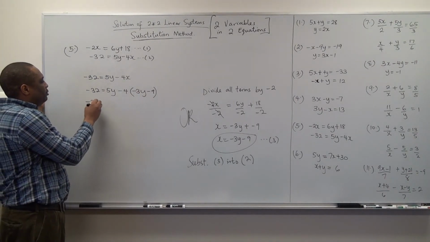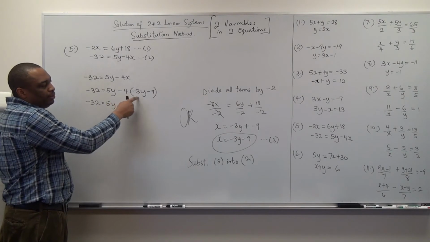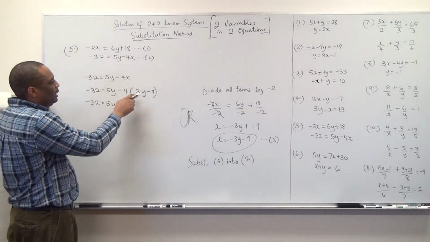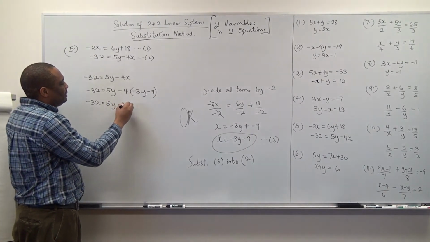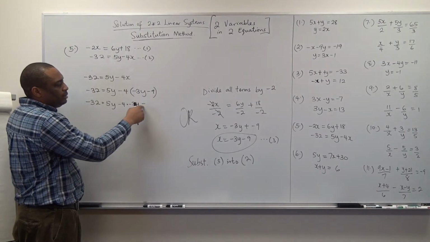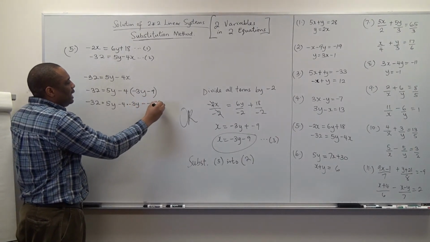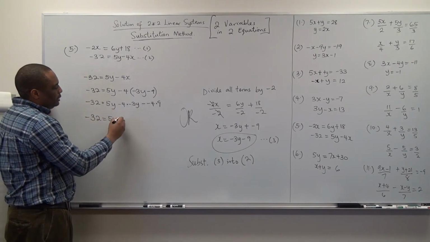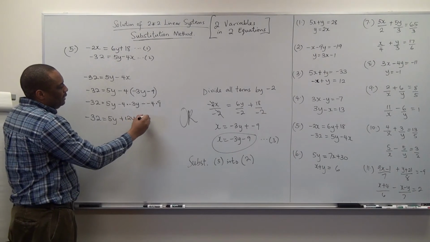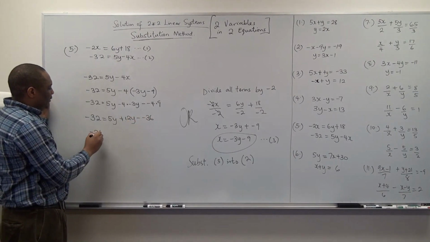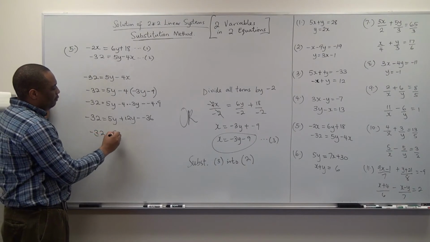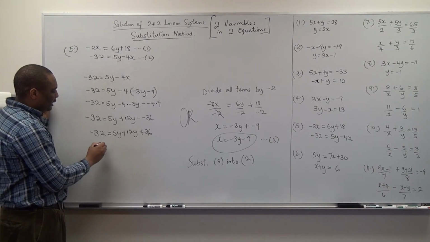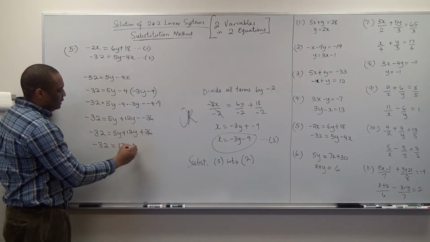So this gives you -32 equal to 5y. If you watch the video on distributive property, you will understand it better. This is -4 times -3y minus, bring down this minus, -4 times 9. So this is -32 equal to 5y plus 12y minus -36. This means -32 equal to 5y plus 12y plus 36. -32 equal to 17y plus 36.